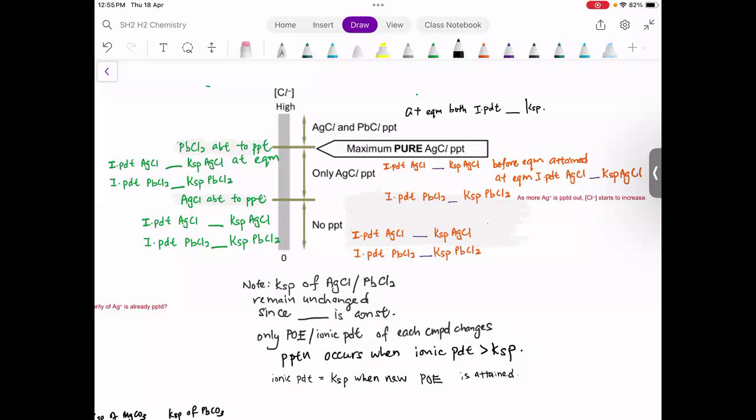What I'm trying to say is, you only see silver chloride being precipitated because the moment you add sodium chloride, the ionic product will exceed Ksp. Before you add in another bit of sodium chloride, it is allowed to reach equilibrium. With every bit newly added in, the ionic product will exceed the Ksp of silver chloride only. That's why only silver chloride precipitates out. When it reaches equilibrium, the ionic product will become equal to Ksp before you add in another bit of sodium chloride.